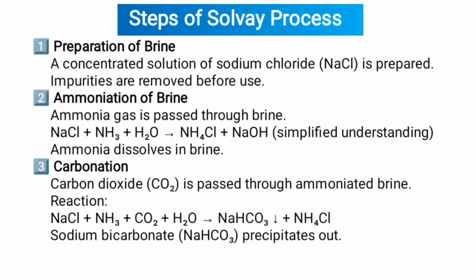Steps of Solvay process. First one, preparation of brine. A concentrated solution of sodium chloride is prepared. Impurities are removed before use. Second one, ammoniation of brine. Ammonia gas is passed through brine. NaCl + NH3 + H2O → NH4Cl + NaOH. Simplified understanding: ammonia dissolves in brine.